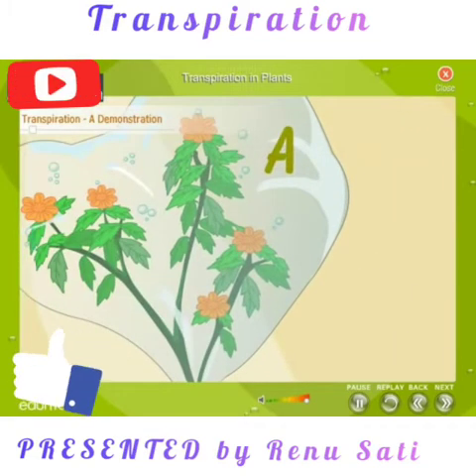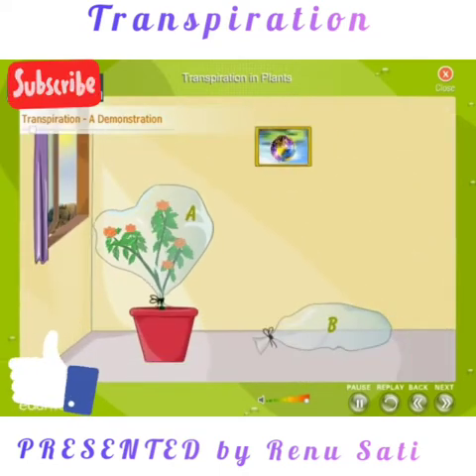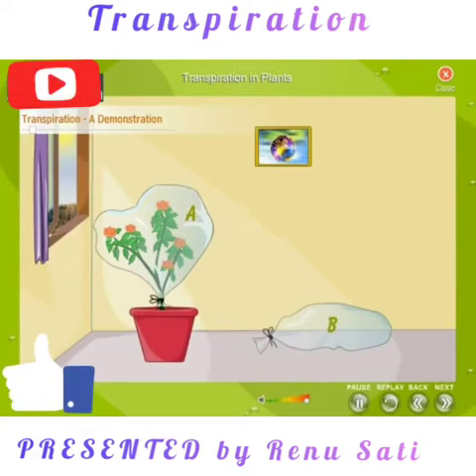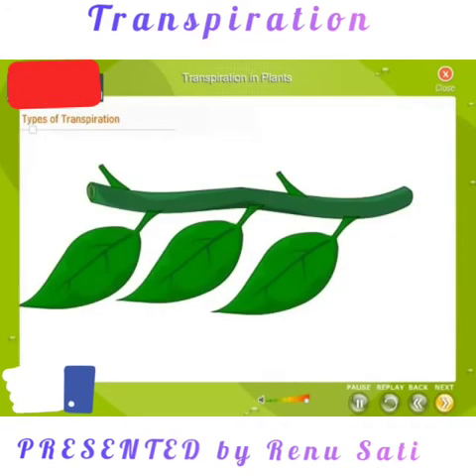So where has this water in polythene bag A come from? It is the excess water present in the plant which comes out through the leaf surfaces. So transpiration is actually the removal of excess water from the aerial parts of the plant.